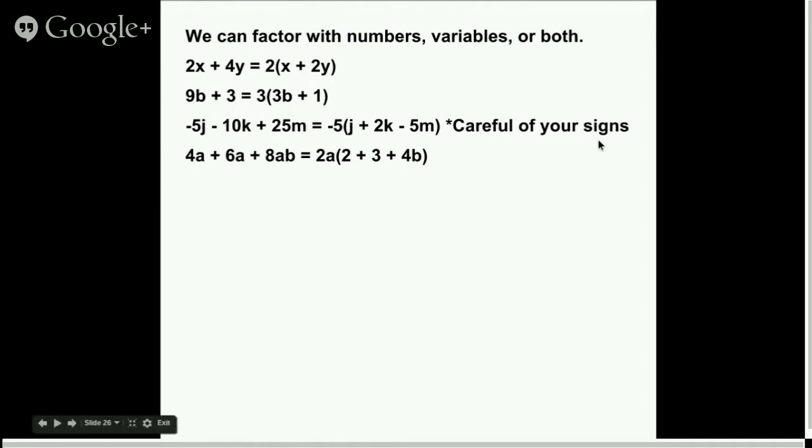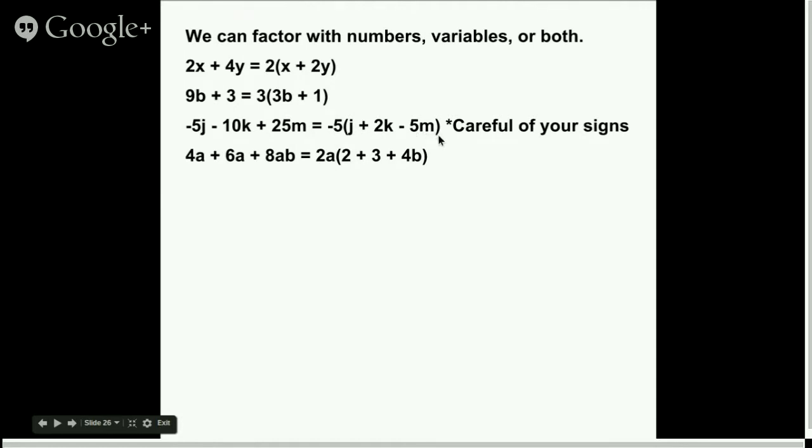Definitely be careful with your signs, okay? You could have done this 2 ways. You can pull out a negative 5, or you could pull out a positive 5. Whichever one you do needs to stay the same. So here I got negative 5 times j plus 2k minus 5m. I could have also pulled out a positive 5, and then I'd have negative j minus 2k plus 5m.